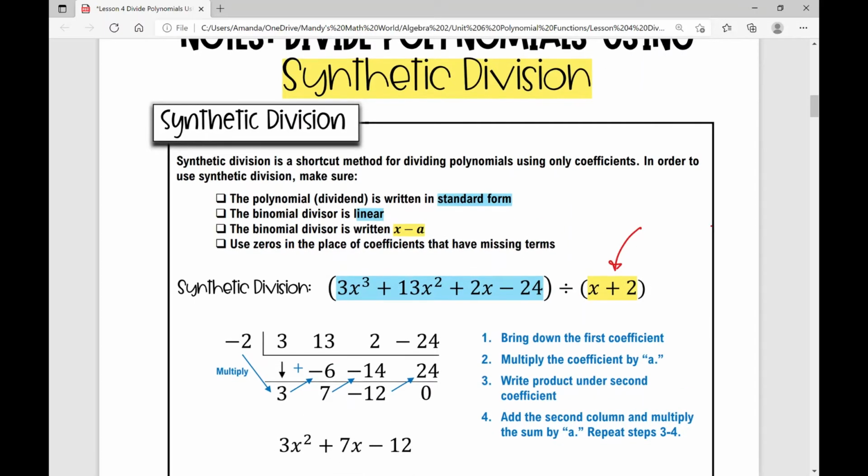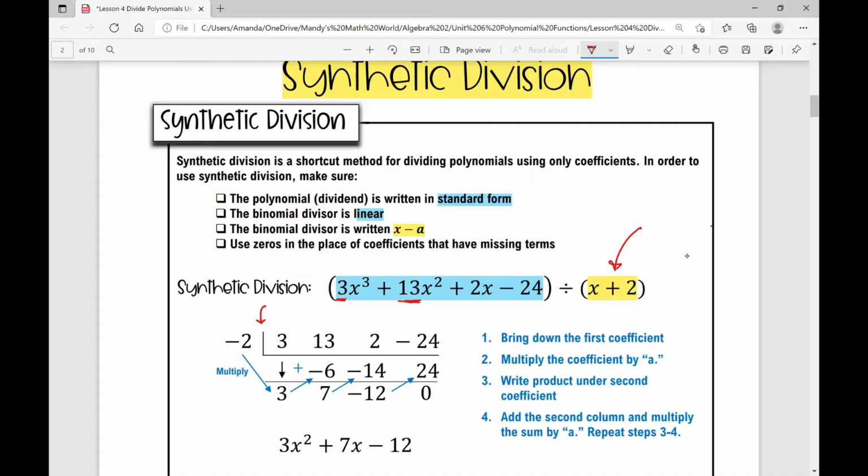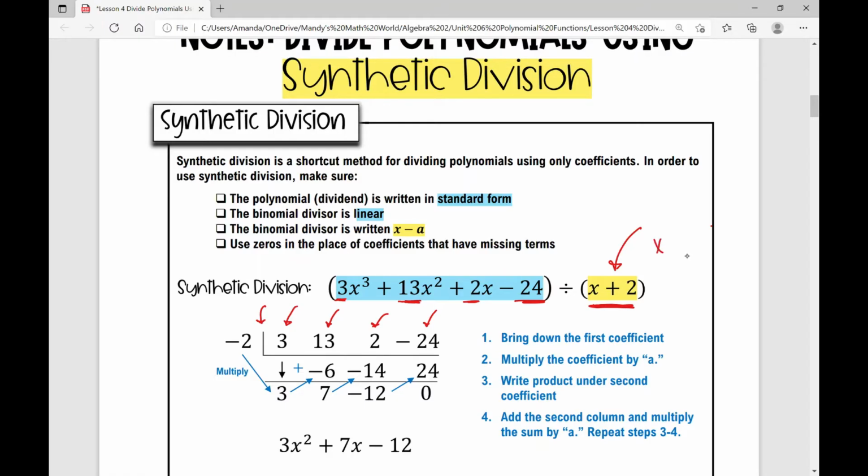What I'm going to do is draw this little half of a rectangle right here, just like that. And then I take all of the coefficients, 3, 13, 2, and negative 24, and I write them right here. Then I take this x plus 2, and ask what x would need to be. If I solve x plus 2 equals 0, x would need to be negative 2. That's what I'm going to put right there.